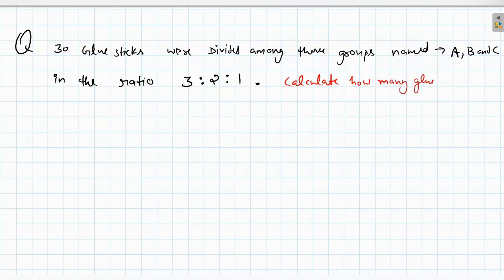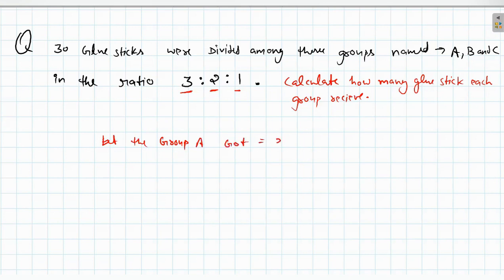So can I just go straight to 30 divided by 5? Why? Not by 5. It is 3x plus 2x plus 1x. So let group A get 3x. Whenever they are in a ratio, you have to times each part by x. So group A got 3x. We are just timesing them by their common number that we don't know right now.